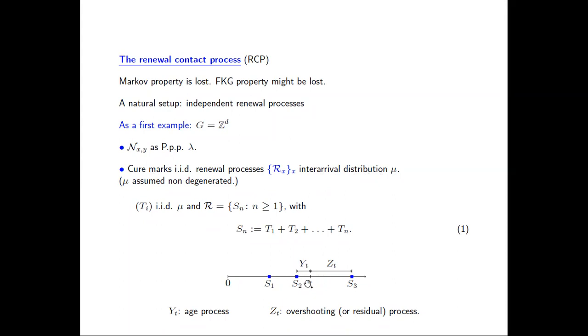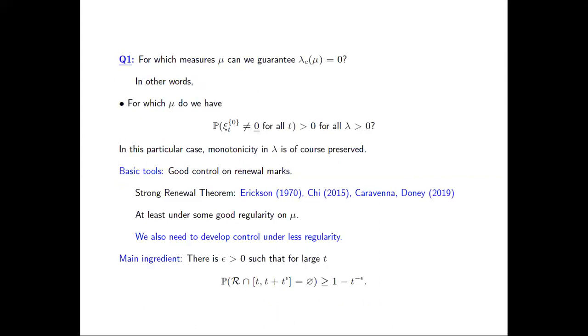The point is that now, at a given time t, what is going to come will depend on the age of the process, that means the time since the last renewal. You no longer have the independence property that gives you the Markov property. But the questions all make sense. And the first question that we got interested in was: for which measures mu can we guarantee that whatever lambda is, you do have survival? That means the critical lambda that we had before, which was a number, now depends, of course, on our measure mu. We want to ask when it is equal to 0.